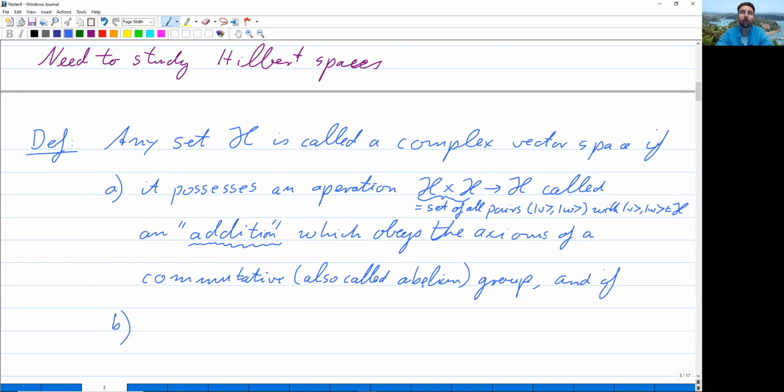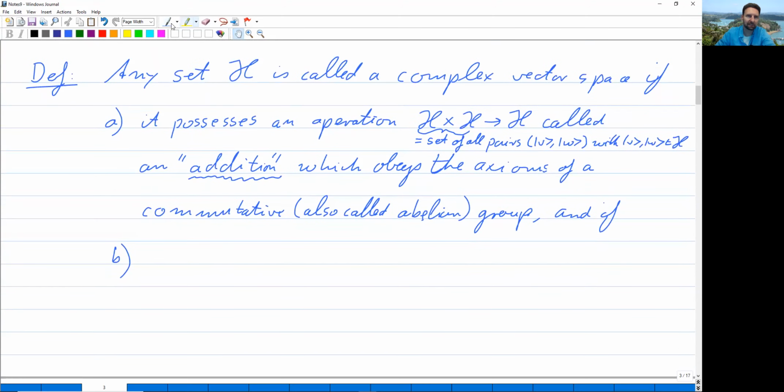It says, which obeys the axioms of a commutative group. Then it is called an addition. You need not remember anything about any other addition that you've seen before. This is completely self-contained. Okay. I'm being a stickler about this today because it's a relatively mathematical lecture today.